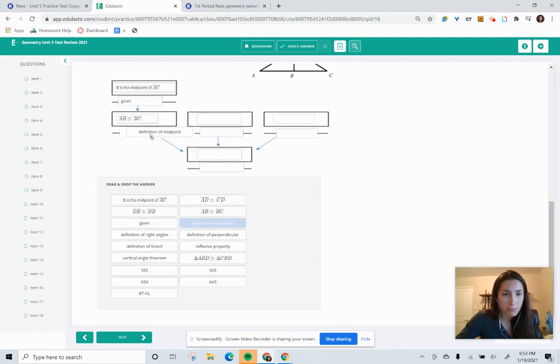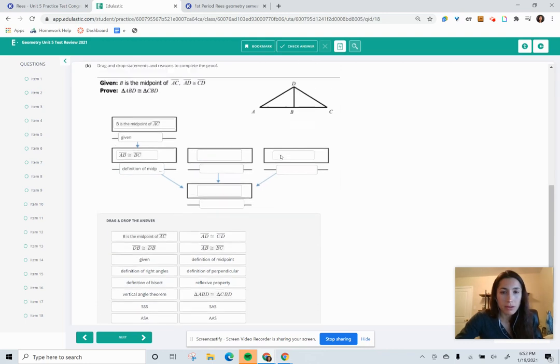Definition of midpoint. Okay, now the other two things, the other sides that we said were equal. One of them was given: AD is congruent to CD. So AD is congruent to CD. That was in the given information. So I'm just going to move up this given here.